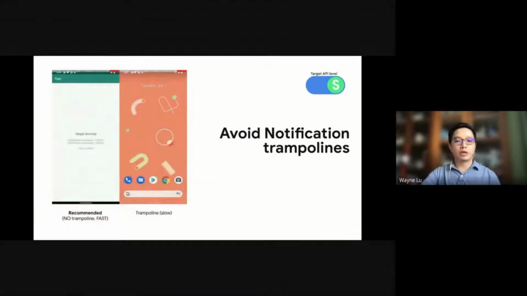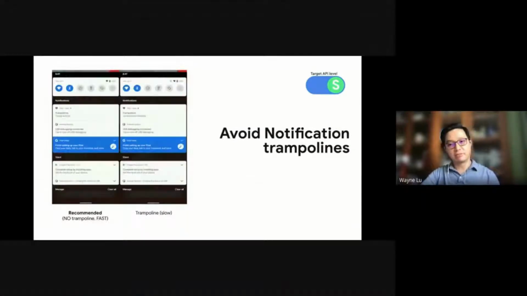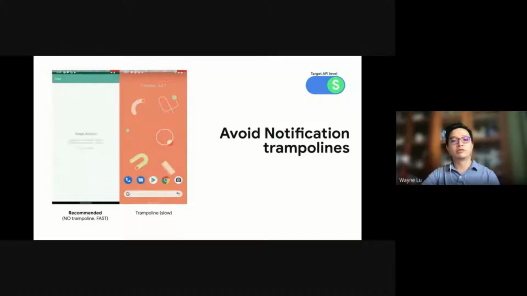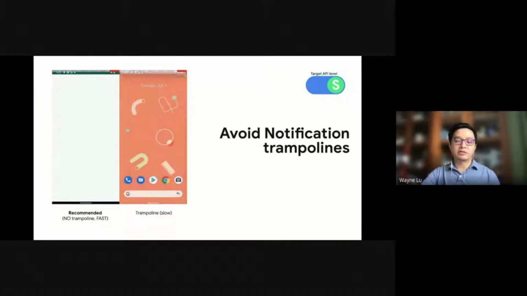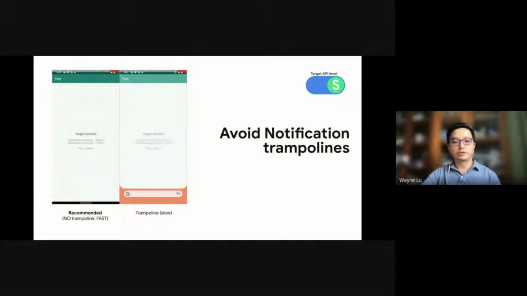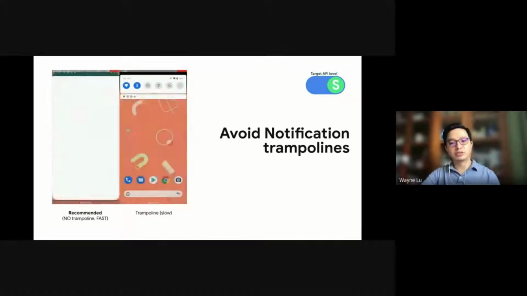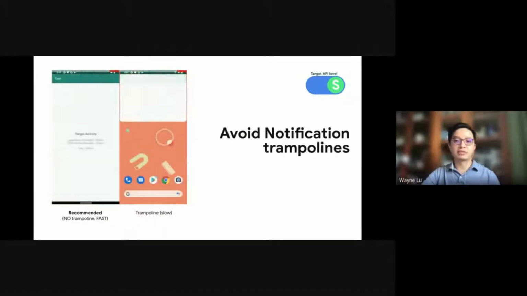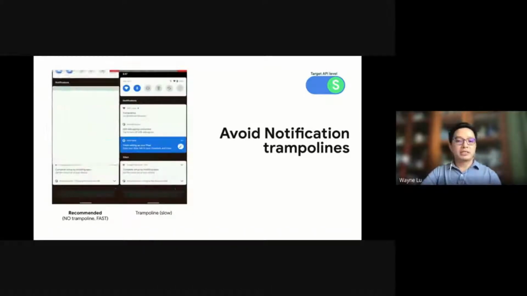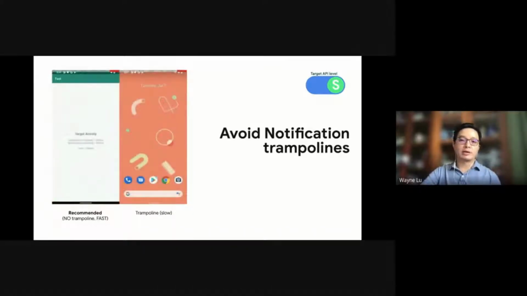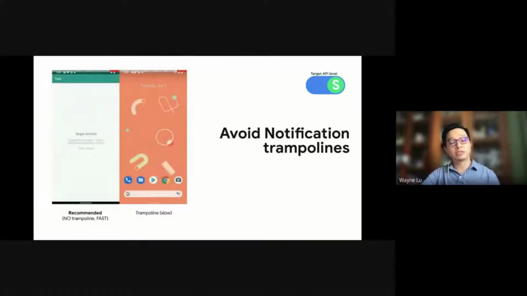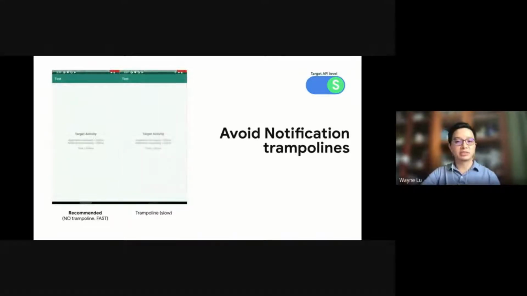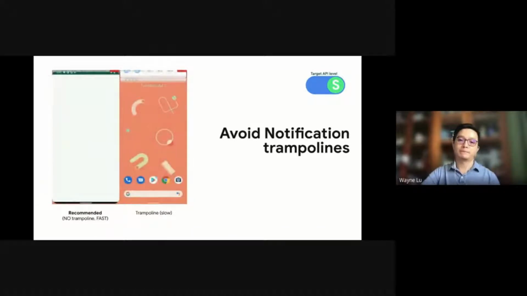Another way to launch your app is via notifications, but there's a common practice called notification trampolines. This creates bad user experience. Hence, we are introducing restrictions in order to improve the app startup. All applications that target Android 12 will now be unable to launch an activity inside a broadcast receiver or service that was started from a notification.